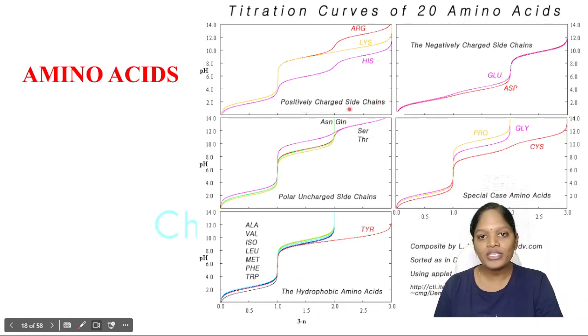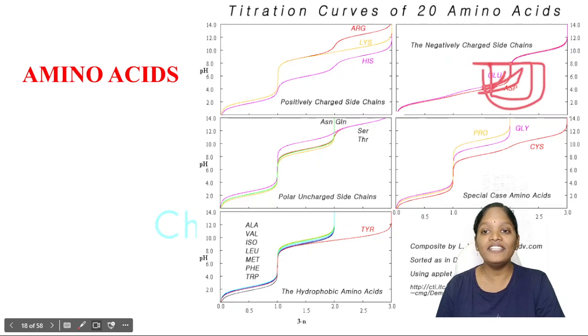We have positively charged side chains. And what are the positively charged amino acids? Arginine, lysine and histidine. And they have a pH of around after 7. It will be after 7. Just look at here. This is how it will be. And look at this picture. For the negatively charged side chains, the titration value will be like this.